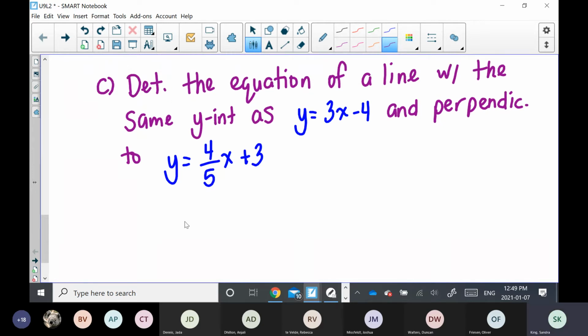So determine the equation of a line with the same y-intercept as this and perpendicular to this. So determine the equation of a line with the same y-intercept of this guy and perpendicular to this. So take a minute and write that.